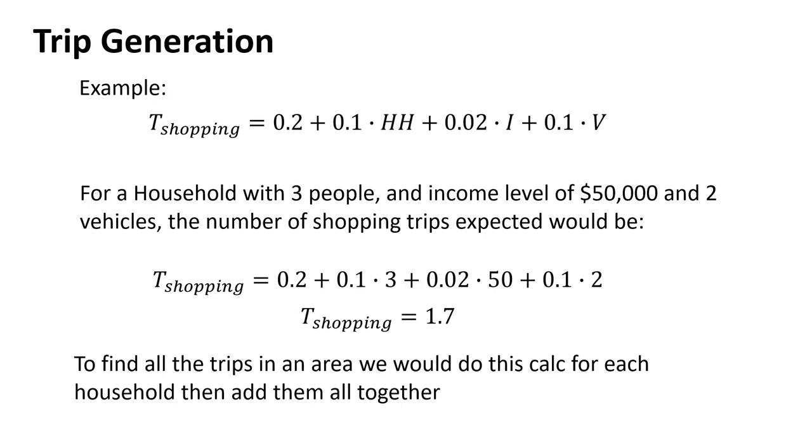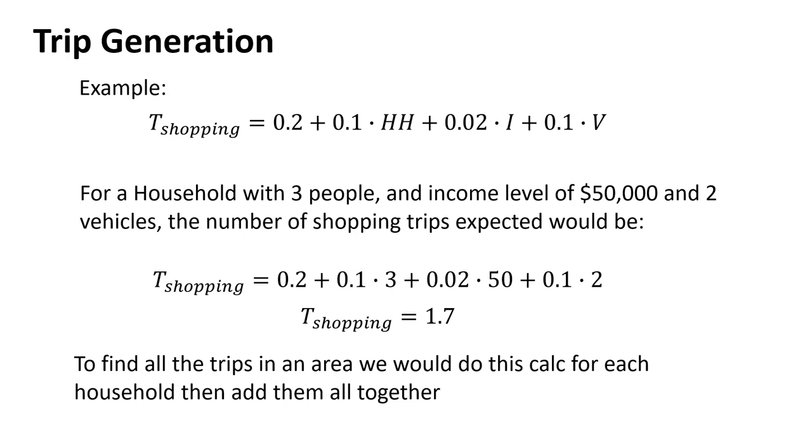And so we can plug that in, right? So for a household with 3 people and an income level of 50,000 and 2 cars, we can plug all this in. So there's our base coefficient, and then we're just plugging all that in for our B's and our Z's, and we end up with that. A household like that is going to create about 1.7 shopping trips on average per day. And so then we would also look at work type trips, and we would look at school type trips, and we'd add that all together, and that would be a total number of trips by that household for a single day. So this is just the shopping portion of it.